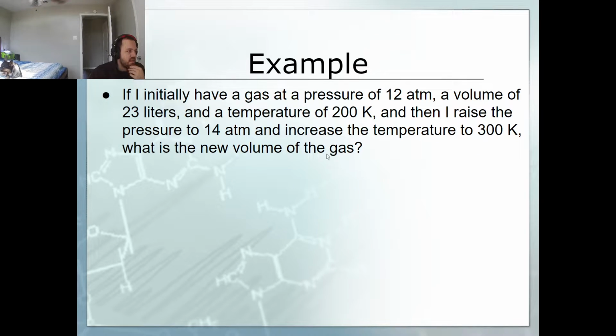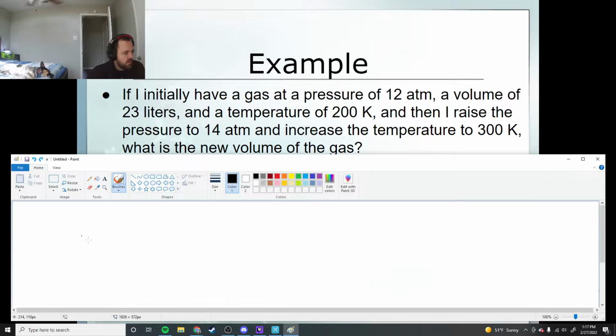Okay, in this first example, if we read through the problem, you can see it says initially you have a gas at a pressure of 12 atmospheres. So initially always means that's going to be your P1, V1, or T1 values. And then to decide which is which, you've got to look at the units. So this tells you a pressure of 12 atmospheres. So because it says pressure, you know that's going to be P1.